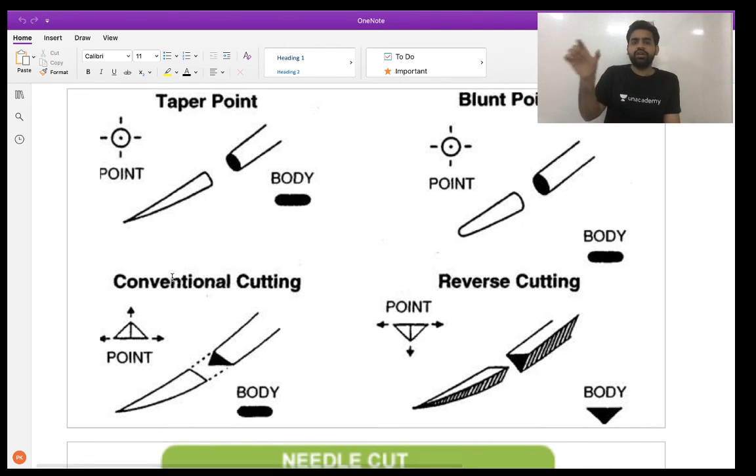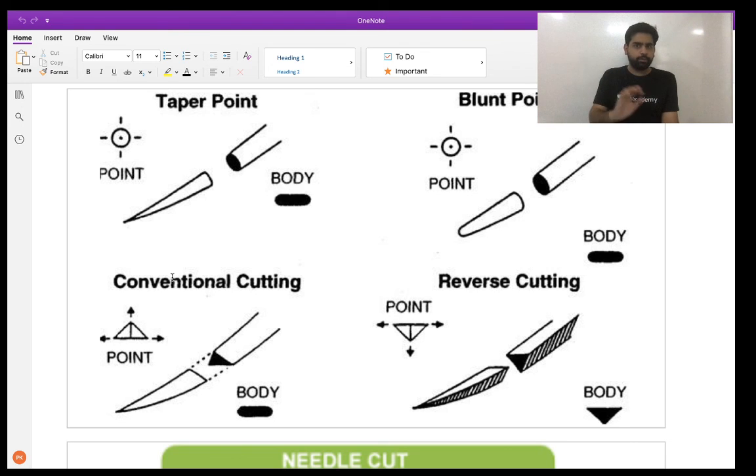Now let us talk about the tip of the needle. The tip of the needle can be taper point, blunt point, or it can be cutting or a reverse cutting. Where do you want a cutting or a reverse cutting needle? Wherever you have any tough structure to enter. What are the tough structures in our body? We have skin, sheath, nerves. If you want to enter into these tissues, you will use a cutting or a reverse cutting needle.